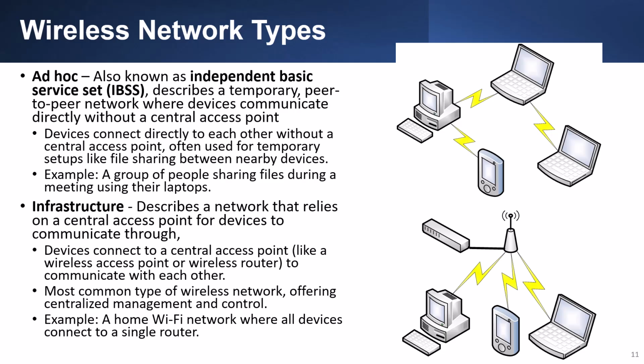Infrastructure describes a network that relies on a central access point for devices to communicate through. Devices connect to a central access point, like a wireless access point or wireless router, to communicate with each other. It is the most common type of wireless network, offering centralized management and control. Example: a home Wi-Fi network where all devices connect to a single router.